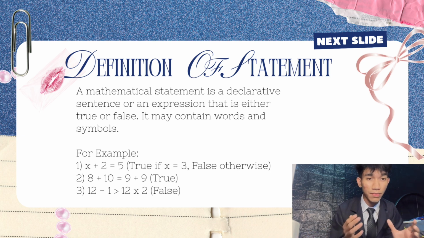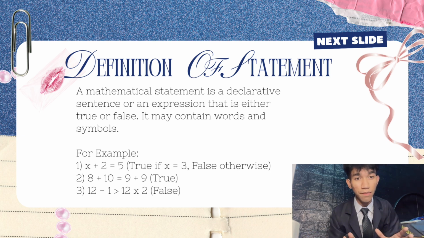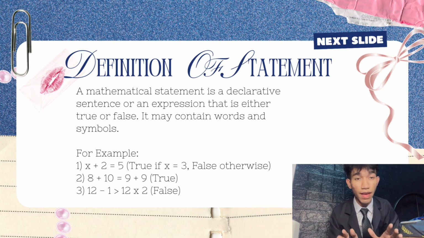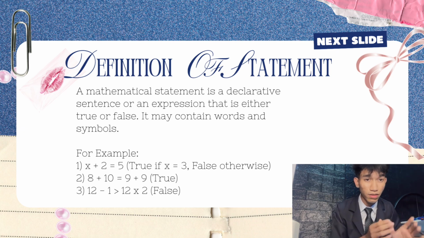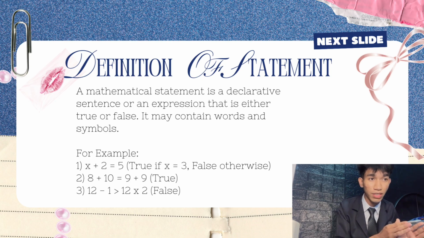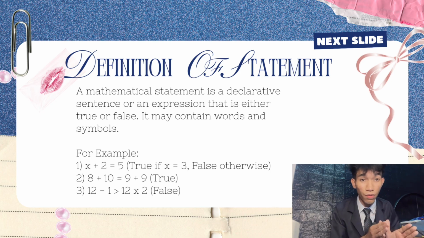So, what is a mathematical statement? A mathematical statement is a declarative or any expression that may contain any words and symbols. For example, x plus 2 equals 5. The statement is true if the x value is 3 and false otherwise.